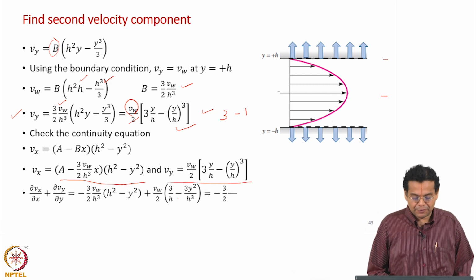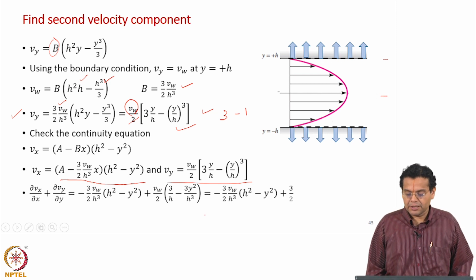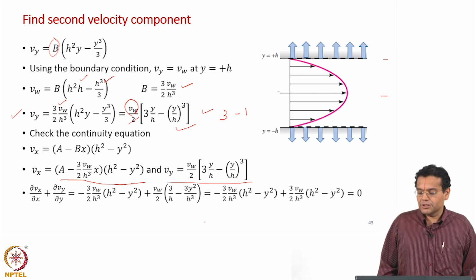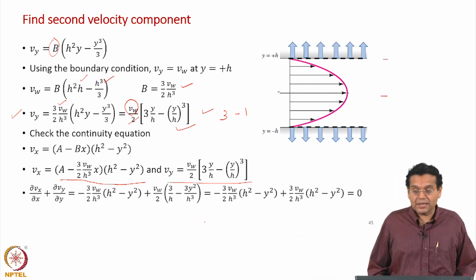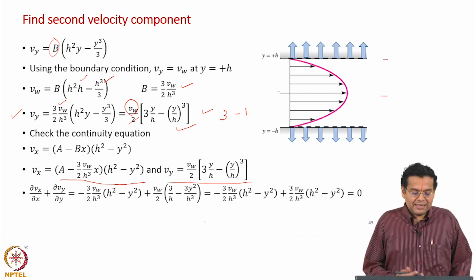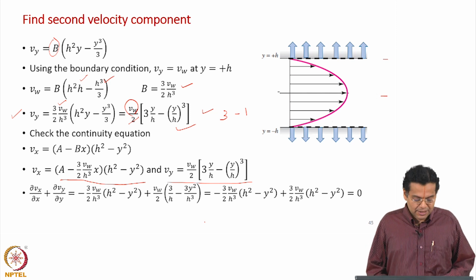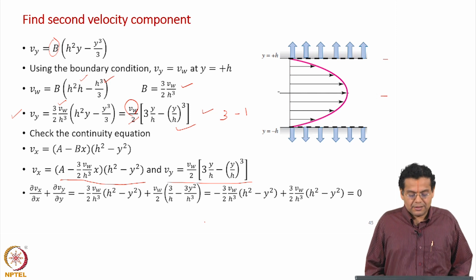and in the second term if you take out 3 by h cubed, it becomes very obvious that both the terms are equivalent. Of course, with opposite sign, they cancel each other, resulting in 0. So, that is how you check. Here it is very obvious: we used the continuity equation to get the velocity profile, but just for illustration we are also checking back whether the continuity equation is satisfied.